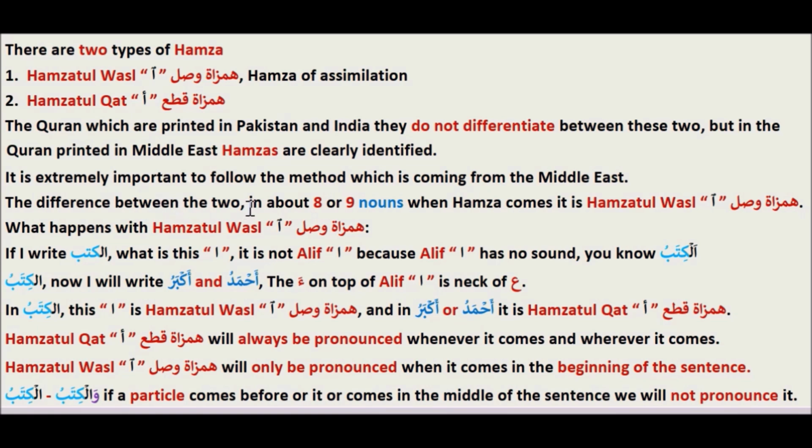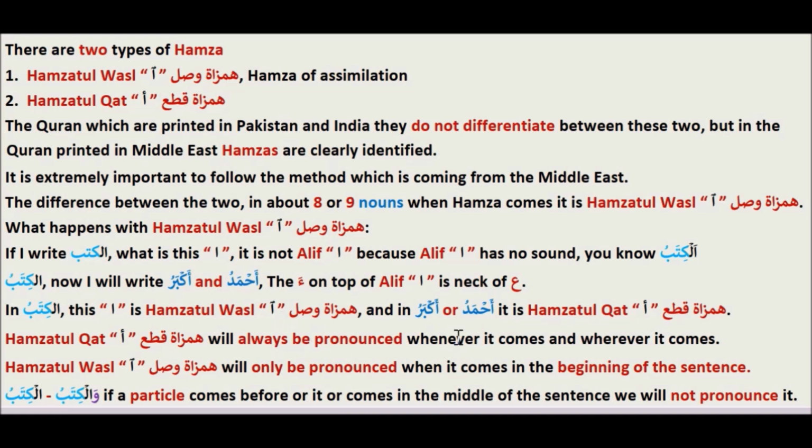The difference between the two: in about 8 to 9 nouns, when Hamza comes, it is Hamzatul Wasl. So what happens with Hamzatul Wasl? If we write Al-Kitab, what is this? Alif, it is not Alif because Alif has no sound. You know, Al-Kitabu. Now I write Akbaru, Ahmadu. The Hamza on top of Alif is the neck of Ain. In Al-Kitabu, this Alif is Hamzatul Wasl, and in Akbaru and Ahmadu, it is Hamzatul Qata.